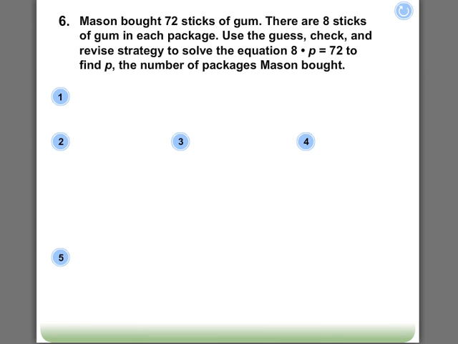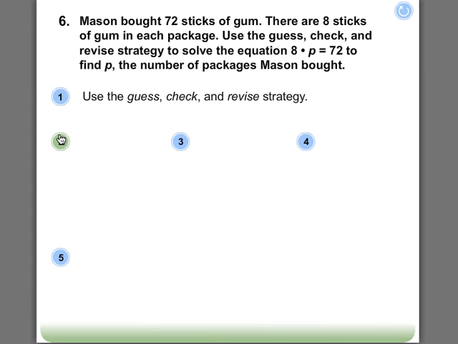So Mason bought 72 sticks of gum. There are 8 sticks of gum in each package. Use the guess, check, and revise strategy to solve the equation 8 times p equals 72 to find p, the number of packages Mason bought. So first we're going to guess. What do we think? 8 times what is 72?